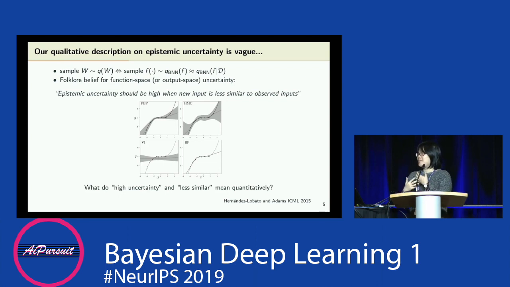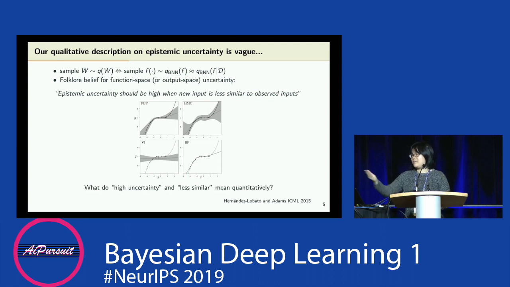Okay, so when people try to evaluate the uncertainty in function space, there is actually a folklore belief, which I also believe, which says epistemic uncertainty should be high when a new input is less similar to observed input. So here I'm showing you a quite famous example from Miguel's 2015 ICML paper. This is a regression example that in the Bayesian neural network literature people often use to show qualitatively the quality of their uncertainty estimate.